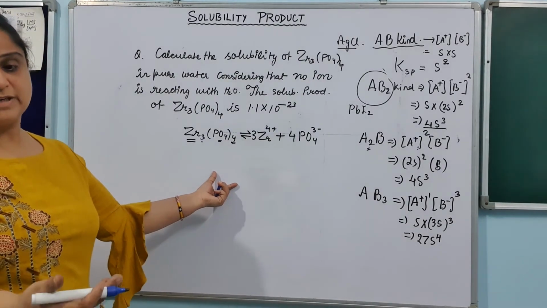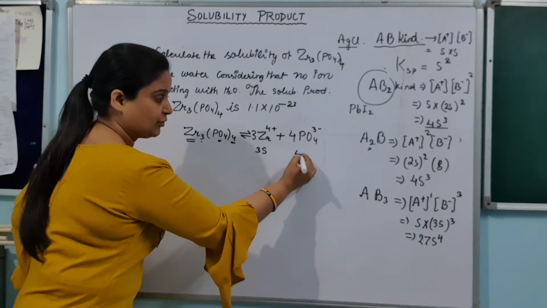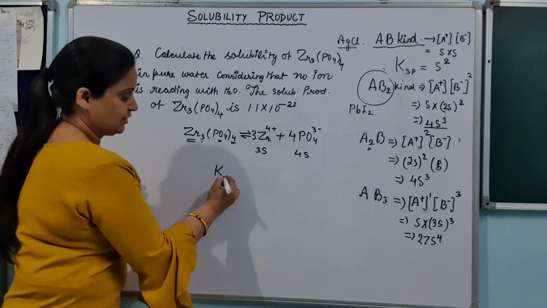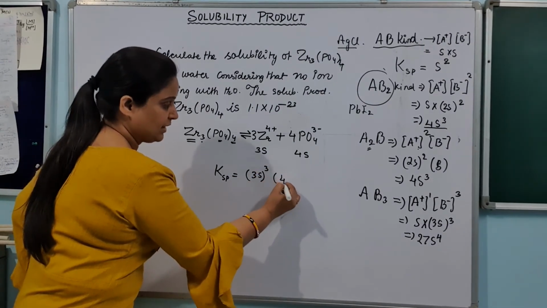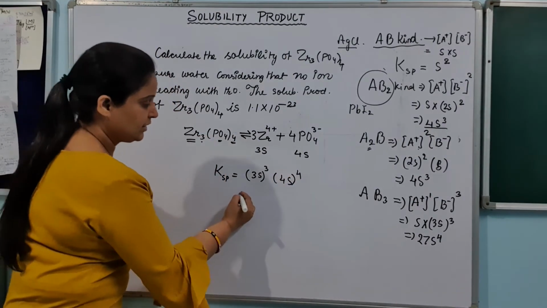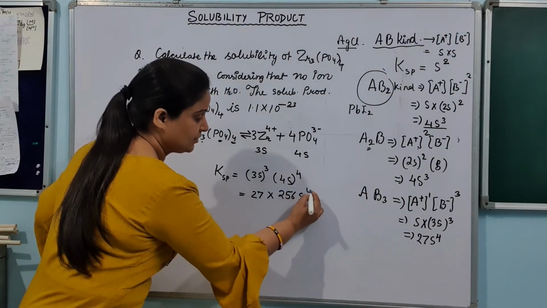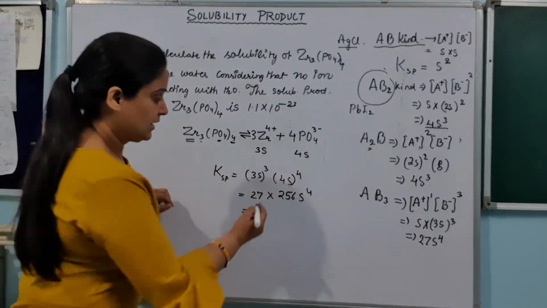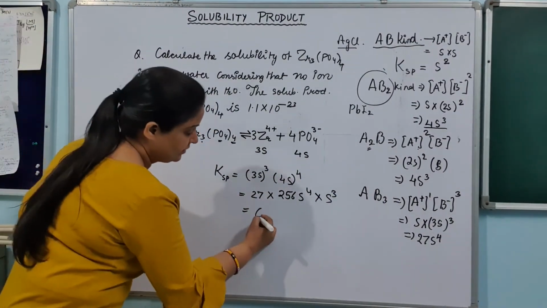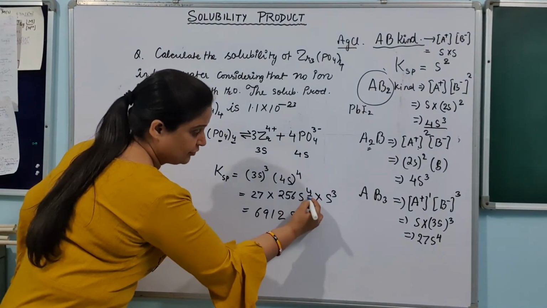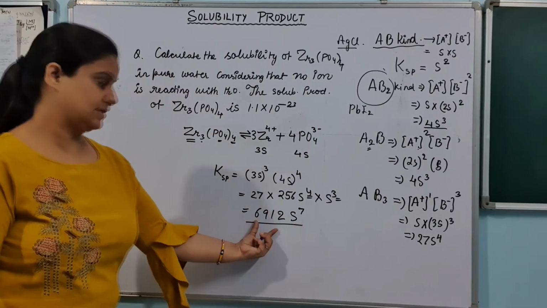Okay. Now what will be the solubility? If I am considering solubility as S, then this will be 3S and 4S. If I write the KSP, KSP will be (3S) raised to power 3 into (4S) raised to power 4. So this becomes 3 threes are 27 into 256 S^4, and I forgot to mention this as 3 into S^3. If you multiply 27 with 256, it is 6912 S^(4+3), that is S^7. So this is going to be KSP for this zirconium phosphate.